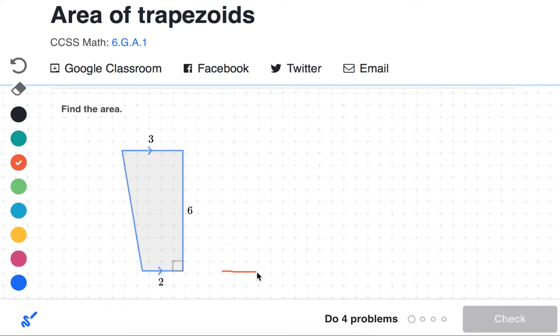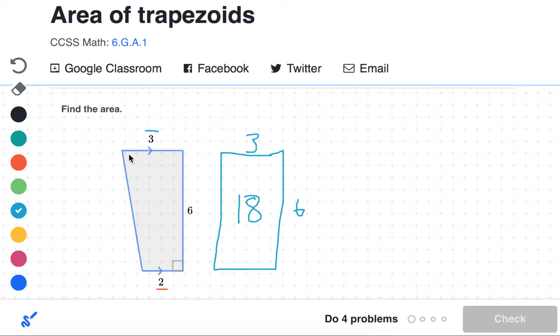If we did 2 times 6, we would get 12. So if we use this base right here, 2 times 6, we would get 12. But you can see that does not capture, right, the full area of the trapezoid. But if we did 3 times 6, and get 18, that rectangle would look like this, right? And that is too big. It's capturing this extra area that's not part of the trapezoid.